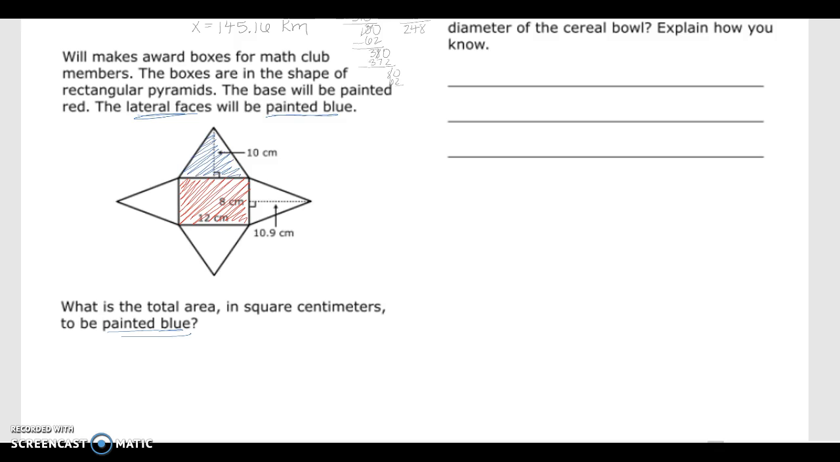So are all of our triangles the same size? No. So we're going to need one formula for these two, so area equals 1/2 BH. And then one for these two, so area equals 1/2 BH. So my base, 1/2, 12, and 10. And then I have 1/2, 8, and 10.9.